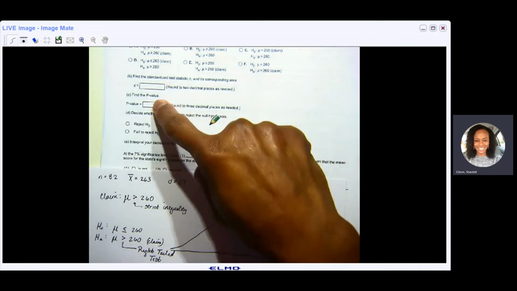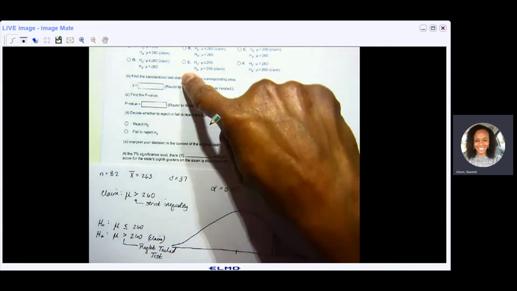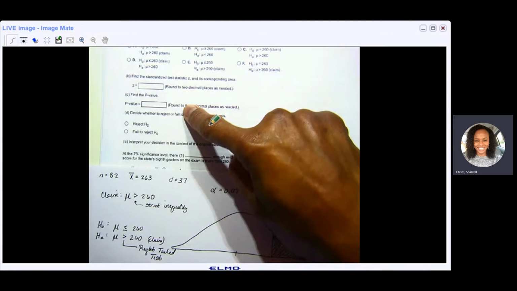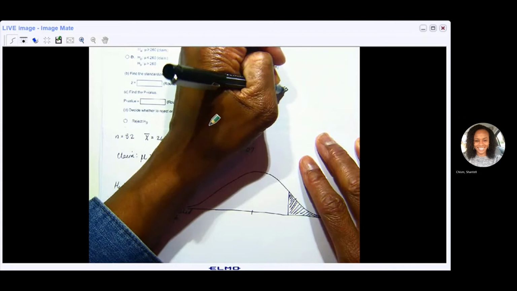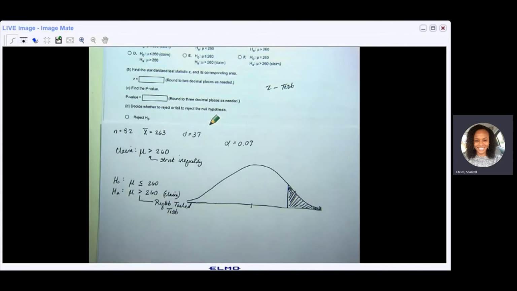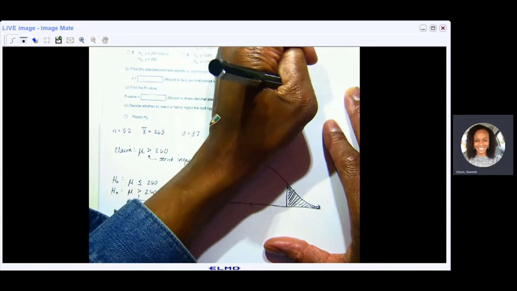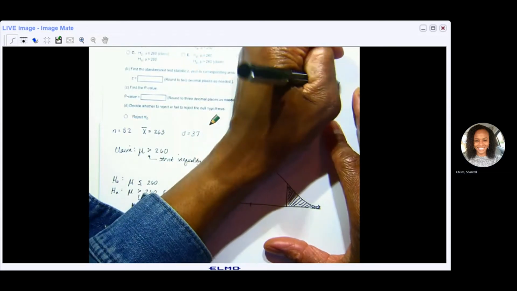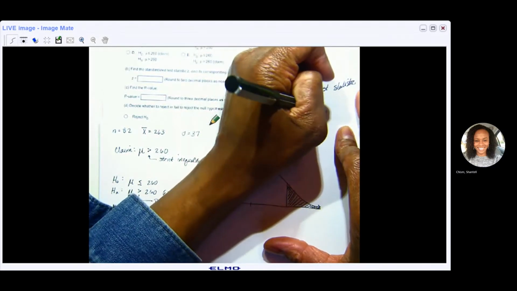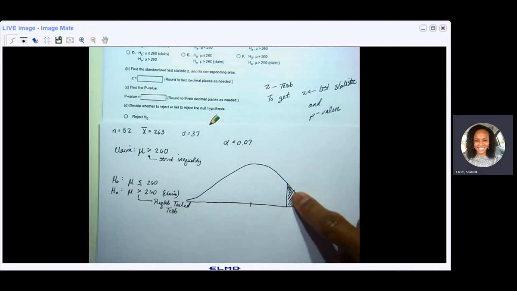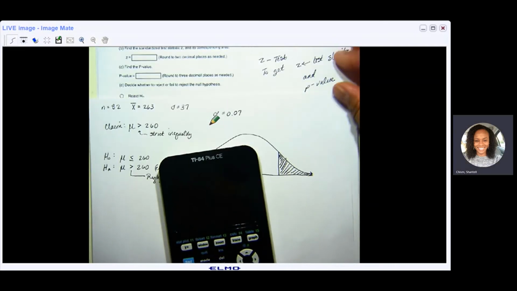To make that decision, we compare p-value to alpha, which I'll write on here, and then interpret our decision. So I'm going to let the calculator get the test statistic and the p-value for me by performing a z-test. Z-test to get the test statistic and the p-value, which is just the area in this shaded region.